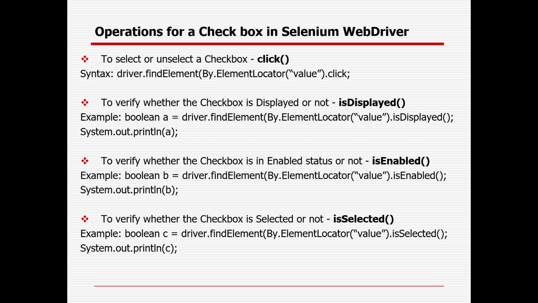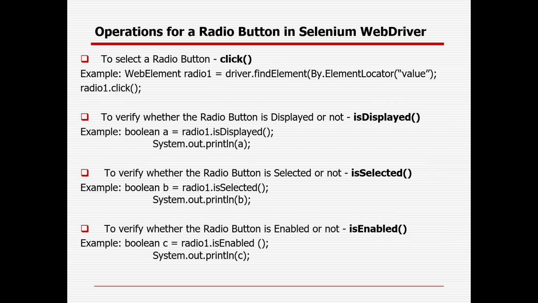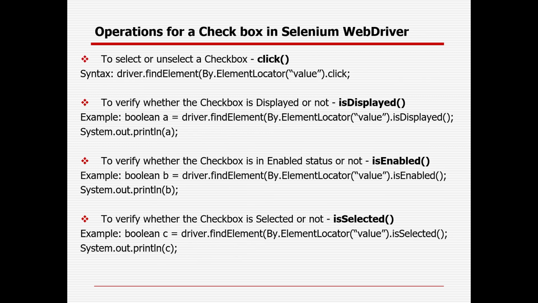So what are the properties available? In a similar way, first I can check whether it is displayed or not. Once it is displayed, I will check whether that particular field is enabled or not. Once it is enabled, I can check whether it is selected or not. And then I can click on that option to select. And in case it is a checkbox, if I hit the click again, it will automatically be deselected. So that is the only difference. This is the fourth similar method available, but functionality wise, those are the differences.